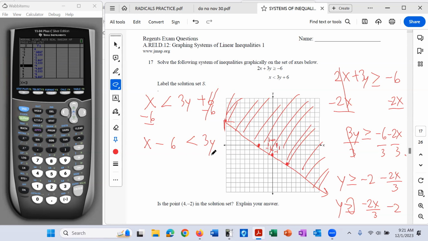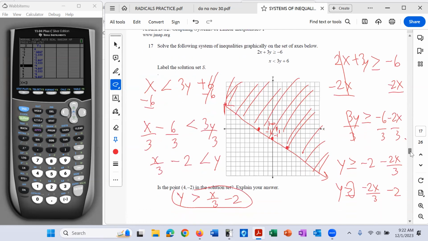Not yet. Good. So then from here, only 3 next to y. What operation is that now? Division. Always division when it's right next to it. Dividing everything by 3, we get x over 3. I do this in my calculator. That's minus 2 less than y. Or if I want to switch it back around, y is going to be greater than x over 3 minus 2. Cool.